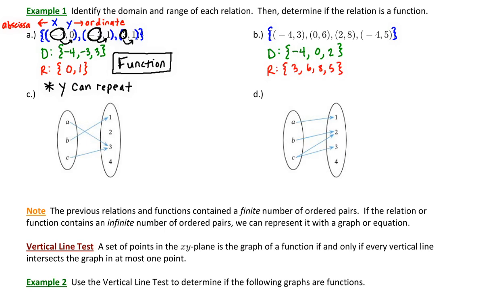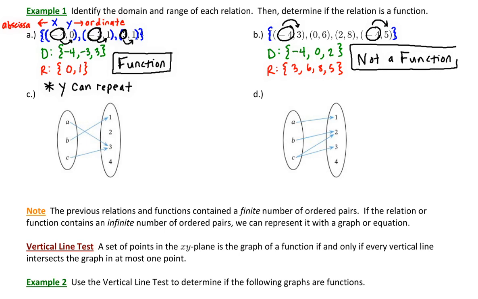Now we want to decipher, is this relation a function? Does each x value have a unique y value? So hopefully the first and last ordered pairs there catch your attention. Notice we have the x value -4 paired up with 3, but the same x value pairs up with a different y value in this ordered pair. So we have one x with two different y values. Therefore, this is not a function. To contrast this with the first example, notice x cannot repeat in a function.